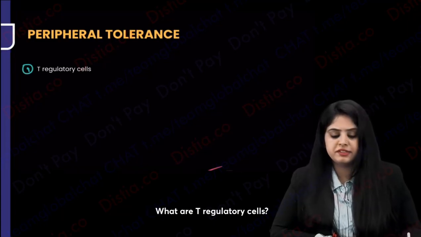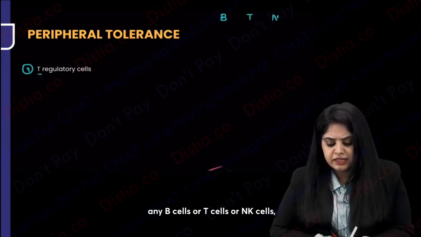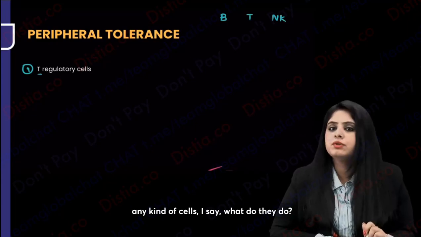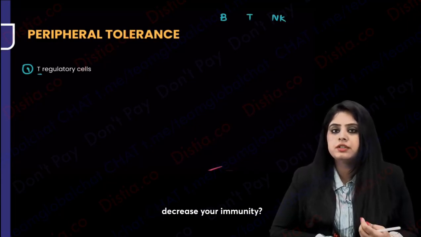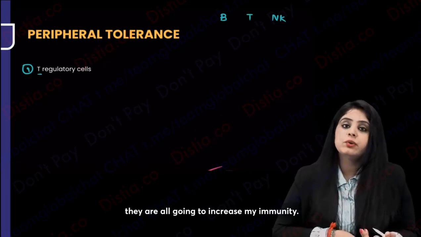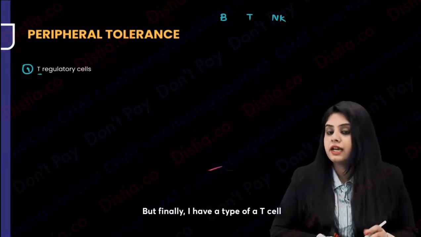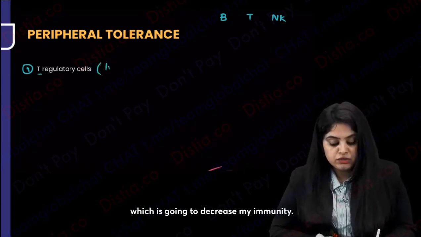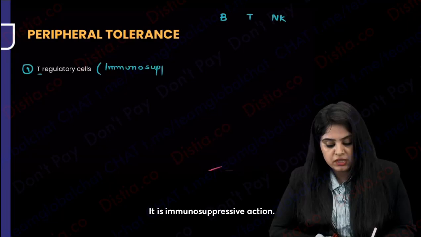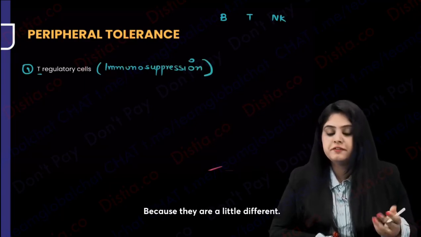What are T regulatory cells? Whenever I say any B cells or T cells or NK cells, any kind of cells I say, do they increase your immunity or decrease your immunity? Obviously, we are talking about immunology chapter. They are all going to increase my immunity. But finally, I have a type of a T cell which is going to decrease my immunity. It is immunosuppressive action. It causes suppression. So what are these T regulatory cells? Because they are a little different.